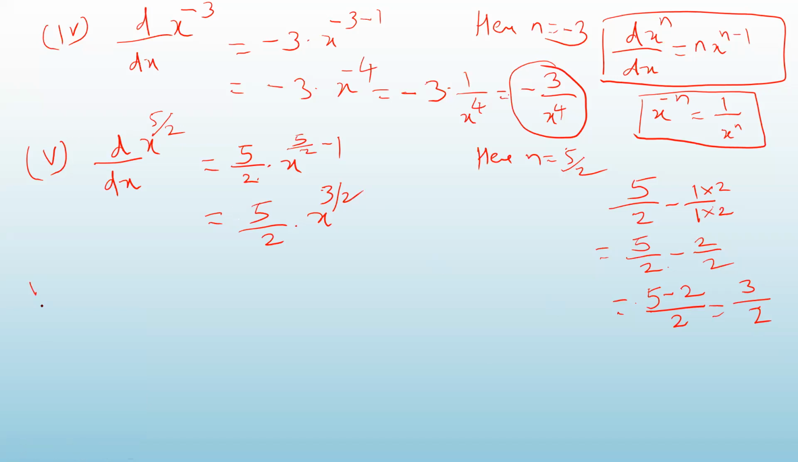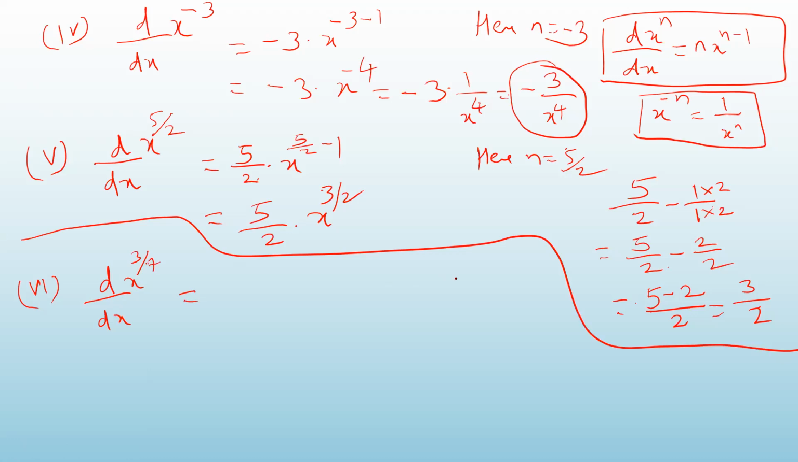Let us take one more problem of fraction. Derivative of x to the power 3 upon 7. Okay, what will this be? Here the value of n is 3 upon 7. So it will be 3 upon 7 into x to the power 3 upon 7 minus 1.